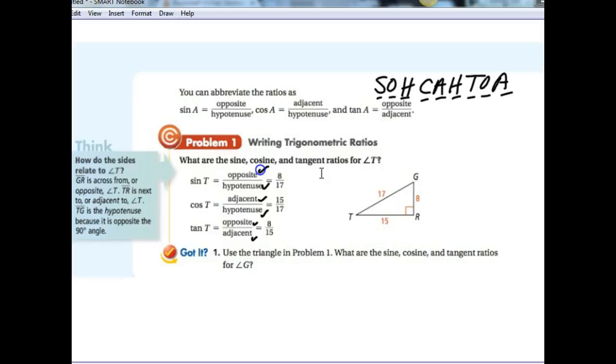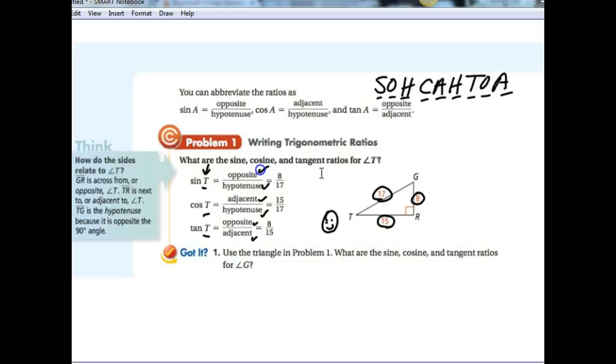So if you've got a triangle here, and remember, trigonometric ratios just work on right triangles, which we have here. One of the sides is 8, one of the sides is 15, and one of the sides is 17. Now, the other thing I want to point out is we're looking at the sine, the cosine, and tangent of t. That means we're looking from the perspective of t here.